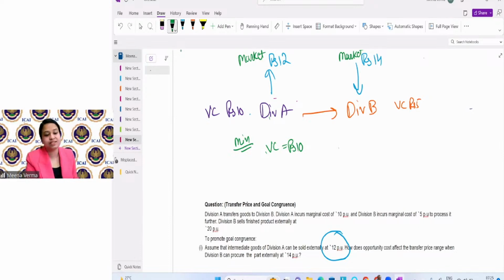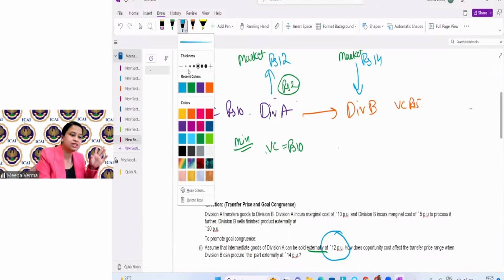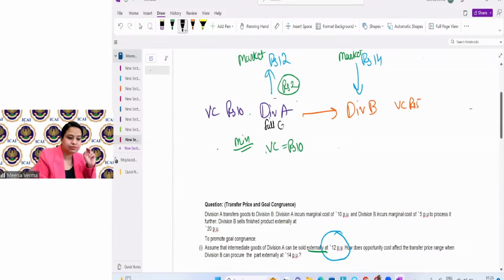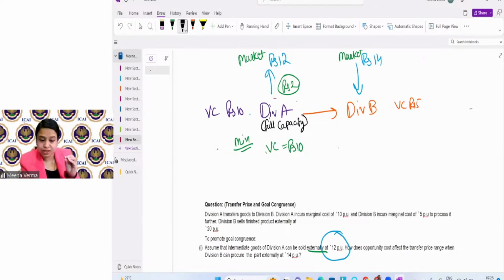Actually, if you will see, he is earning a profit of rupees 2 here. है ना? Now the last scenario is given. He is able to sell the entire unit outside market. मतलब अब देखो, scenario has changed. No spare capacity. The division A is now actually working in full capacity. Now, what is the meaning of full capacity? Whatever they are producing, they are capable of selling the entire unit outside market.